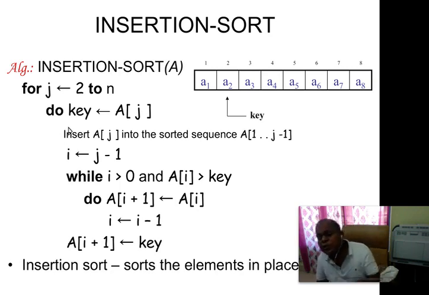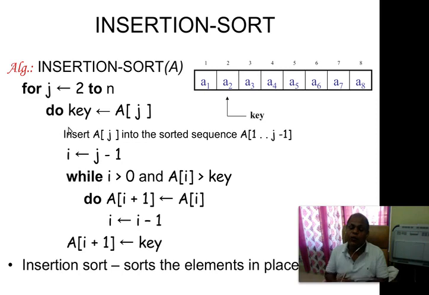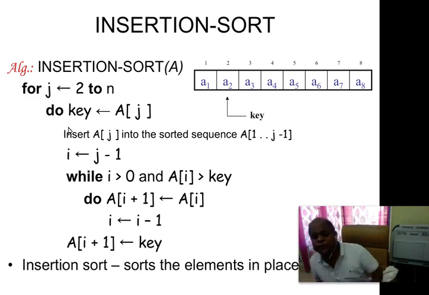For j is equal to 3, the third element is our key, and we want to place it in its proper position in the remaining sub-array having 2 elements. Like this we will do. Hence, insert a[j] into the sorted sequence a[1 to j minus 1]. As I have already told, this is the procedure of sorting.